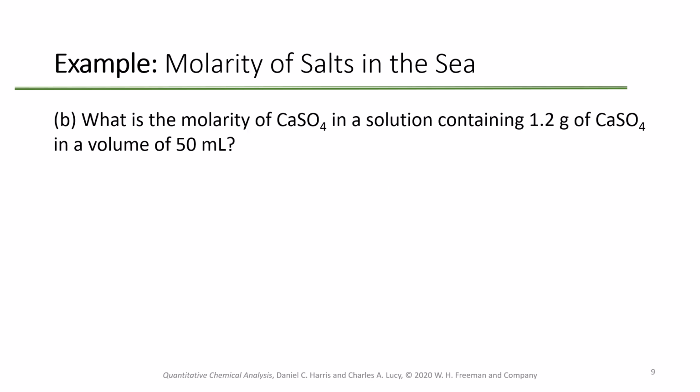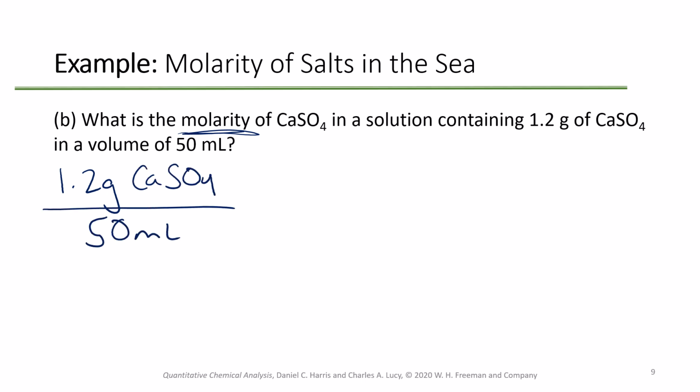B says, what is the molarity of CaSO4 in a solution containing 1.2 grams of calcium sulfate in a volume of 50 milliliters? So this is very similar to the previous problem where I need to go from grams to moles, and then I need to go from milliliters to liters and then divide them into each other. But I'm going to go a different route for this one. I'm going to combine everything in one to save a little bit of time. So instead of dividing it all at the very end, I can put them together. 1.2 grams of CaSO4 per 50 milliliters.